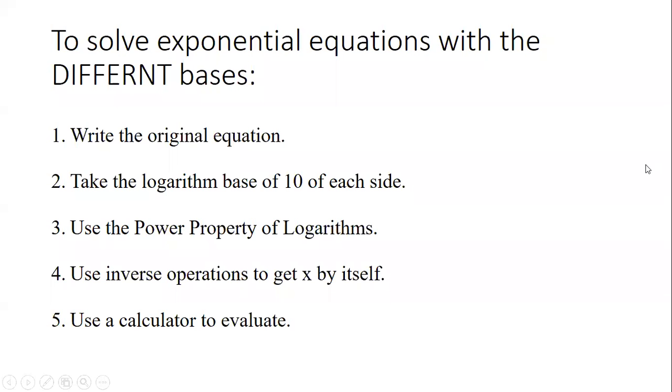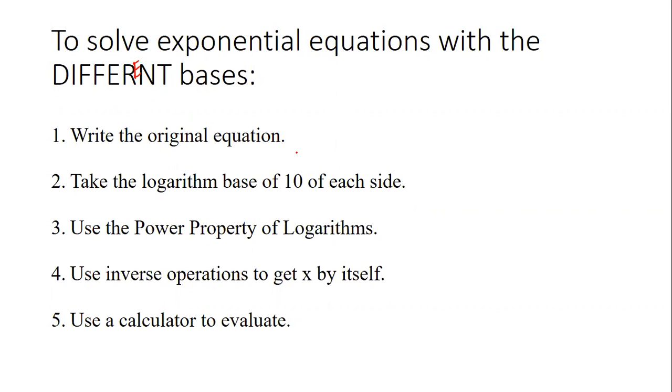So for previous notes, we did what if they have the same base, right? Let's pretend that Miss Jones knows how to spell different. And what if they have different bases, right? What do you do? Well, here are the 5 steps that you're going to follow when they have different bases.